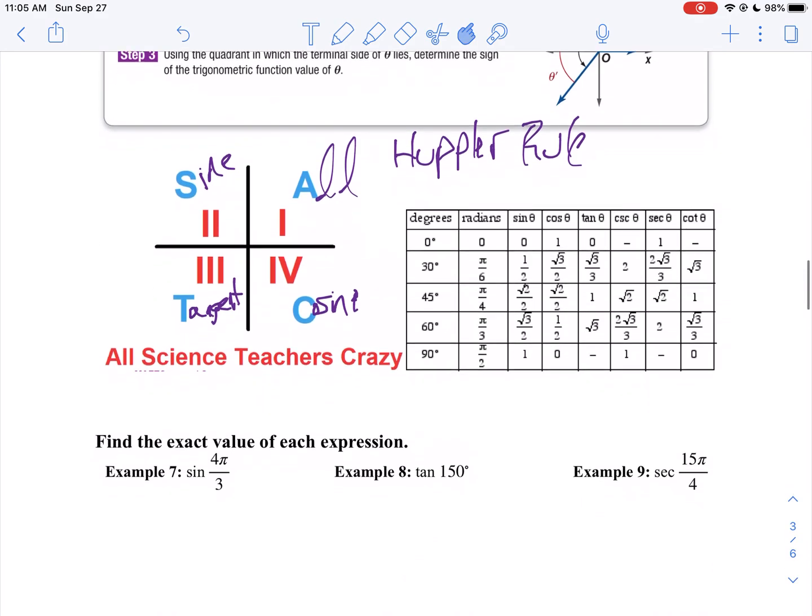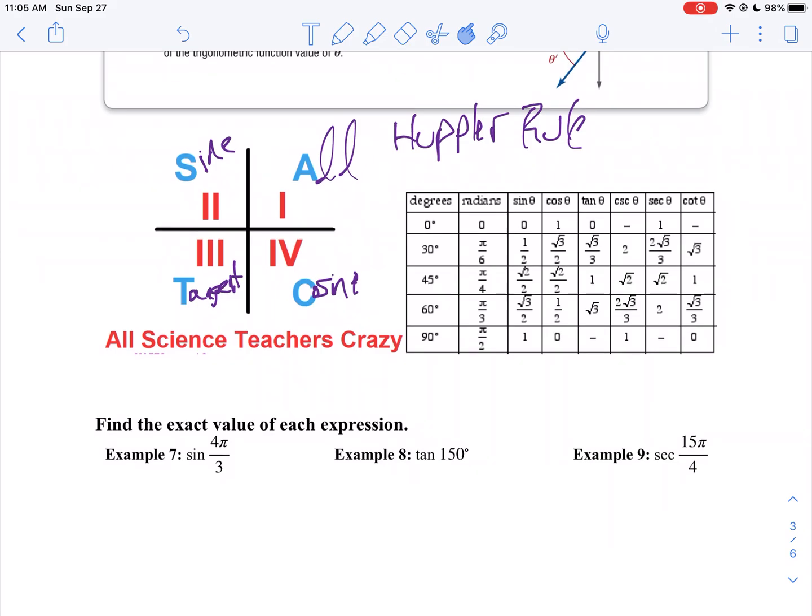So here's what we're going to do. We're going to take a look at the sine of 4 pi over 3. So what happens is, I know 4 pi over 3 is bigger than pi, so it's in the third quadrant. My reference angle is going to be pi over 3.